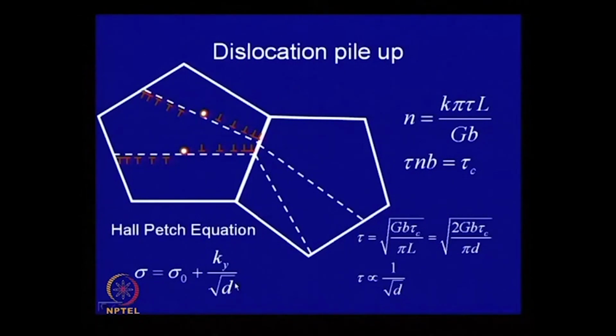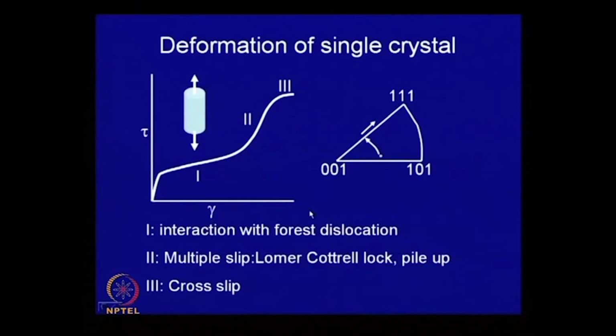What it says is, if the grains are finer, the strength of the material will be higher. So, this is an important mechanism of increasing the strength of a material. If you want a stronger material, you make the grain size finer. Now, with this, we are in a position to go back and look at the mechanism of deformation of a single crystal.